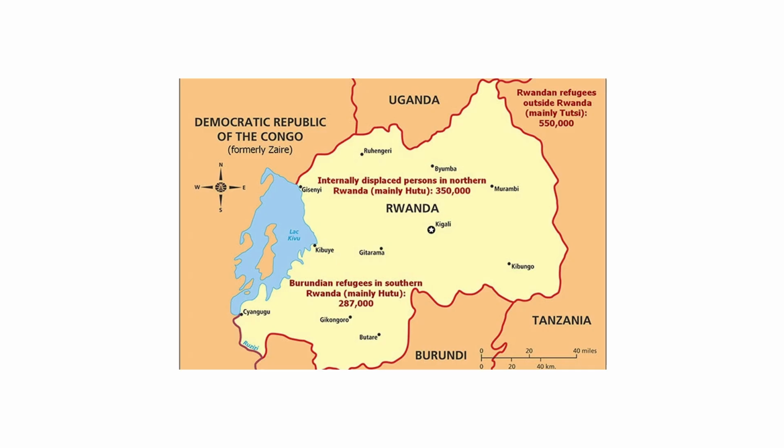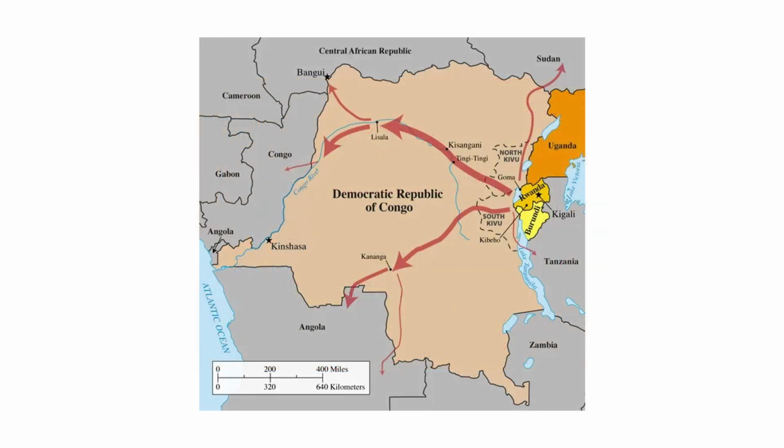And we saw that with the Rwanda genocide. So conflict breaks out in Rwanda between the Hutus and Tutsis. Most of the refugees go to the Democratic Republic of Congo.